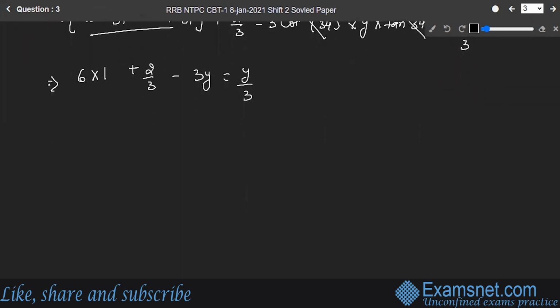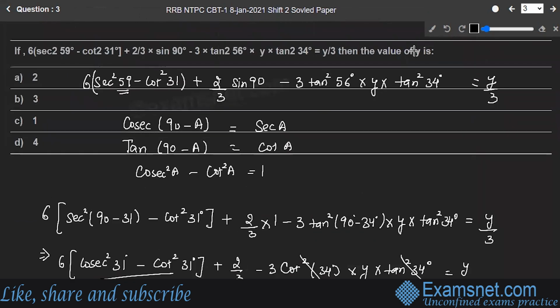Let's do the cross multiplication. You will have 18 plus 2 minus 9y is equal to y. 20 is equal to 10y or y is equal to 2. And this is what you had to find out in the question. You had to find out the value of y, which is equal to 2. So option A is the correct answer.